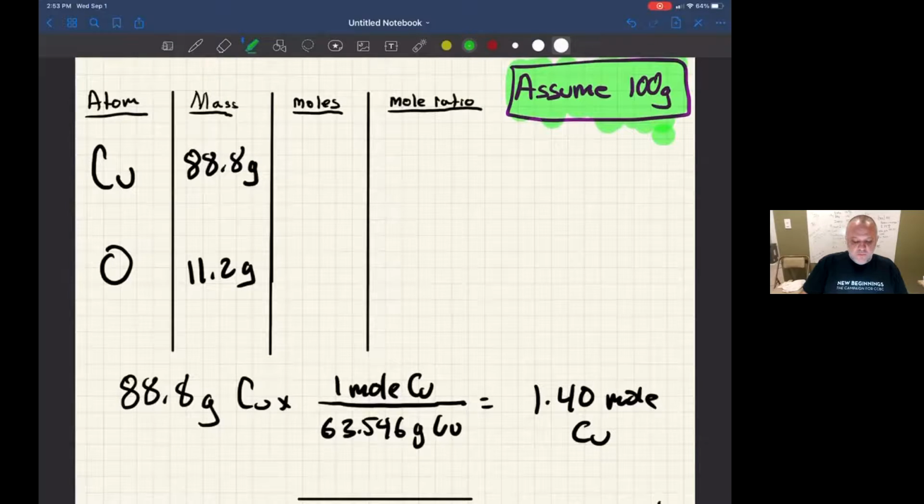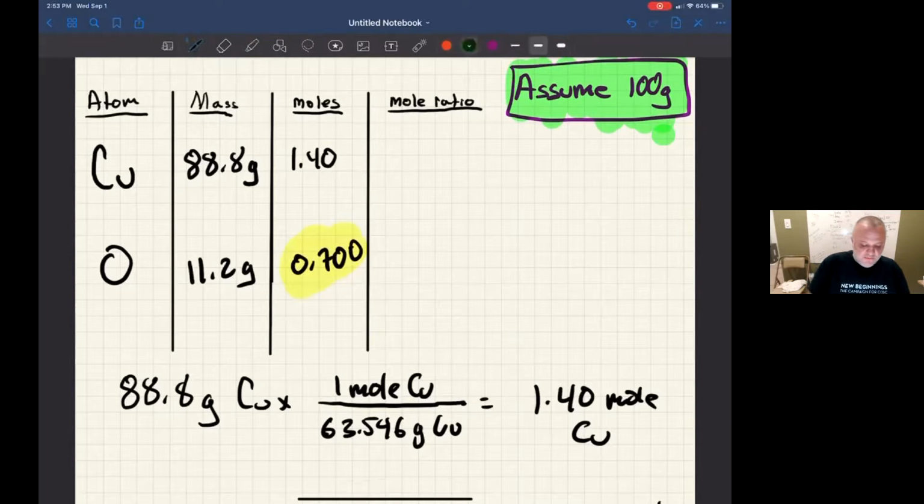All right, and so what I would do then is I go ahead and I take those numbers of moles and I input it into my table, 0.70 here. And then I figure out the lowest value. And the lowest value in this case is 0.700. And I divide each of the values in the moles column by that number.